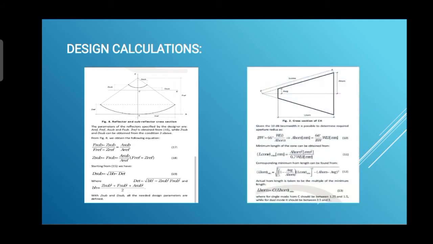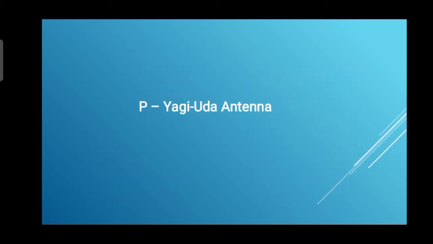So here is another one. So the problem is, given the 10 dB beam width, it is possible to determine the required aperture radius as beam width is equal to 66 degrees over WLO over A horn. So that is the formula. So let's proceed to the Yagi-Uda antenna.